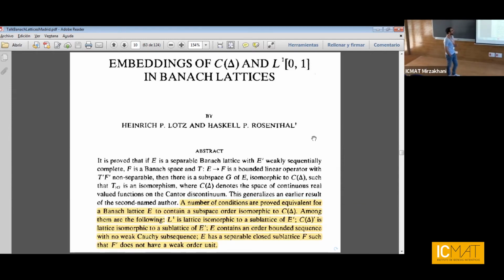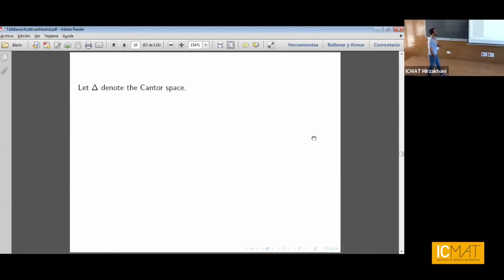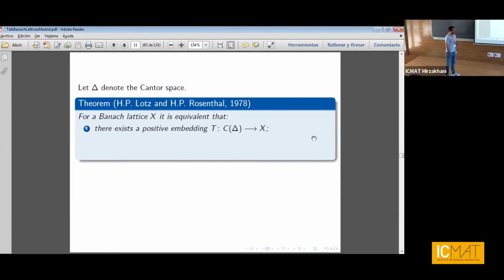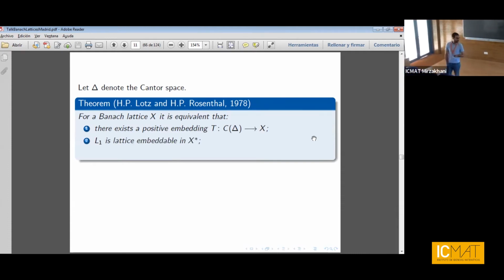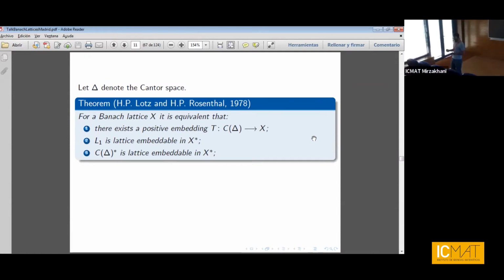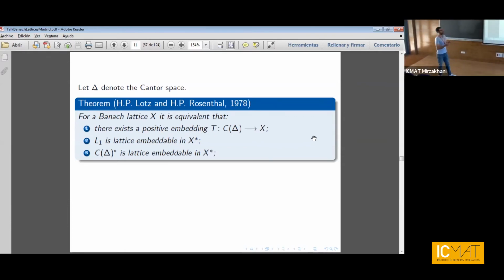One of the main theorems of this paper gives several equivalent conditions to having a positive embedding from C of the Cantor set into a Banach lattice. They are written here. Let me use the same notation that I have already introduced. If delta denotes the Cantor space, then they prove that for a Banach lattice X, it is equivalent that there exists a positive embedding of C of the Cantor set into X, that there exists a lattice embedding of capital L1 into the dual of X, and that there is such a lattice embedding, but now from the dual of C of the Cantor set. Notice that they are already considering these different ways of embedding a Banach lattice into another. In point one, they are considering just positive embeddings, and in two and three, they are considering lattice embeddings, so embeddings through lattice homomorphisms.